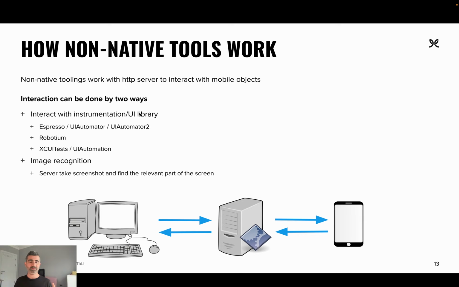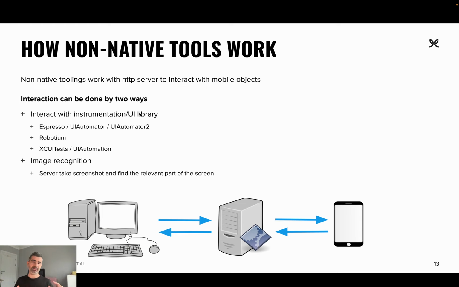The first one, as I said, the interaction can be done using the native libraries. For Android, it can be Espresso, UI Automator, or UI Automator 2. Also can be Appium. And for the iOS part, it can be XCUITest, and it can be UI Automation. And the second kind of interaction can be done by image recognition.